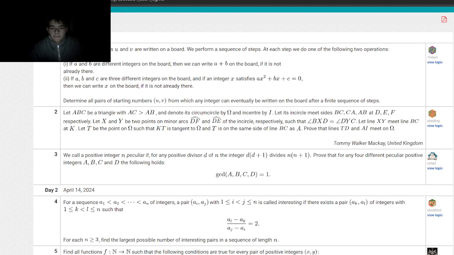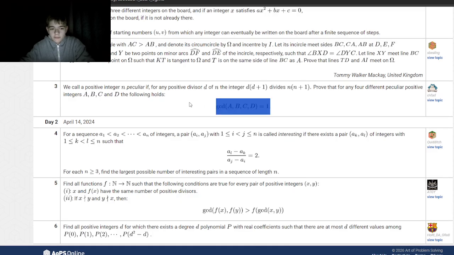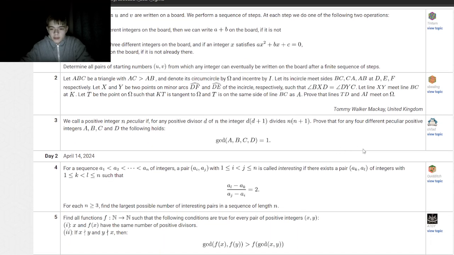Welcome back everyone. In today's video we are going to solve this problem, which is from EGMO 2024, which was held in Georgia, in my country, and it's problem 3 out of 6 problems, and the statement is pretty easy.